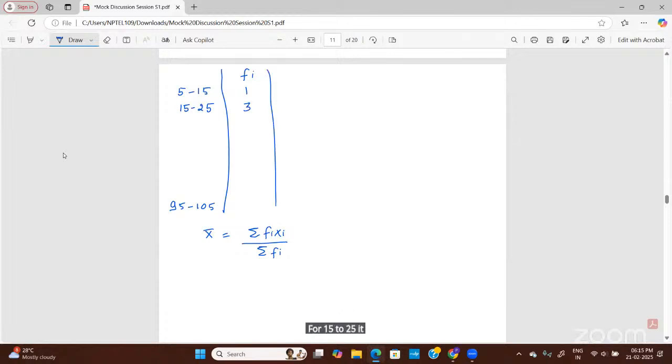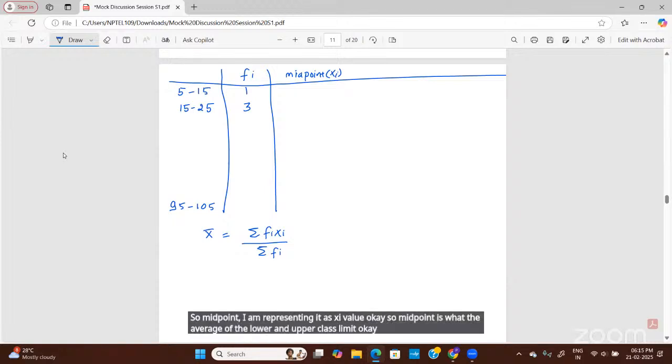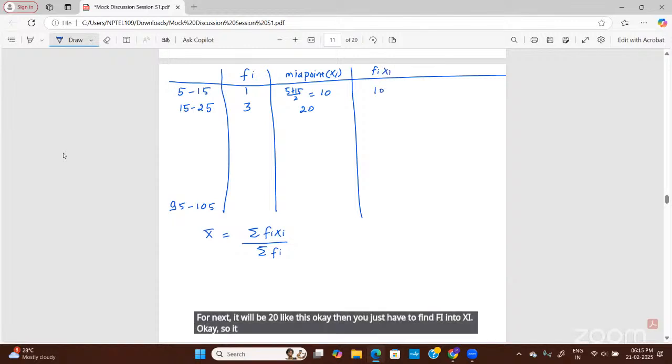Then you just have to find the midpoint, which I am representing as the xi value. The midpoint is the average of the lower and upper class limits. So the midpoint will be 5 plus 15 divided by 2, which is equal to 10. For the next, it will be 20, like this. Then you just have to find fi into xi. So it will be 10, 60, like this.